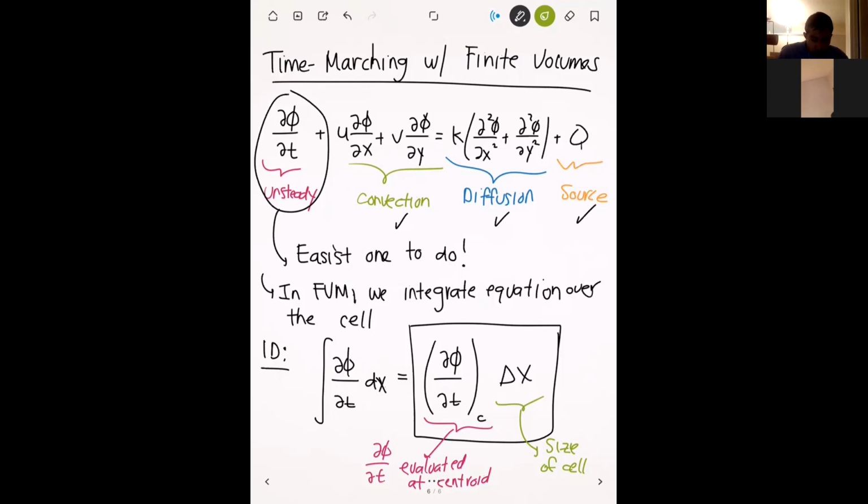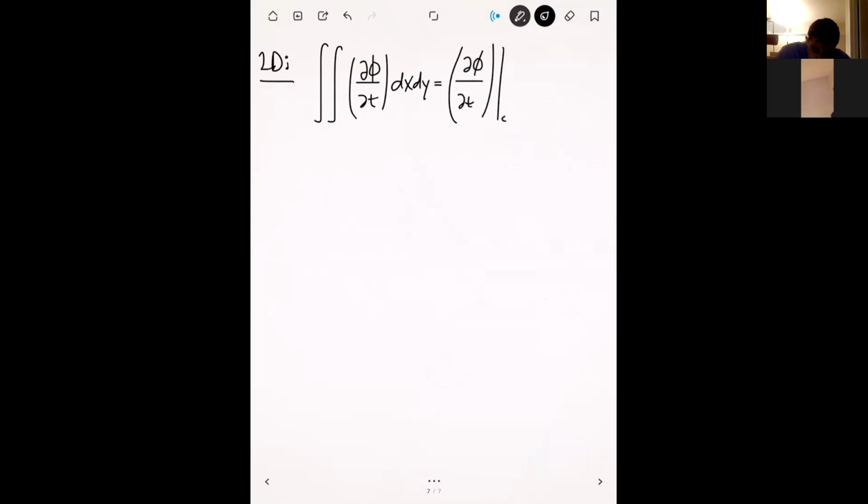All right, now let's see how we do this in 2D. You'll see it's very similar. In 2D, we have a double integral of partial phi partial t, dx dy. Just like we saw in 1D, we take our time derivative, evaluate it at the centroid of the cell, and then multiply it by the size of the cell. In 2D, the size of the cell is the product of delta x and delta y, because now our cells are rectangles as opposed to just a line. And that's it. We don't have to do much more than that.